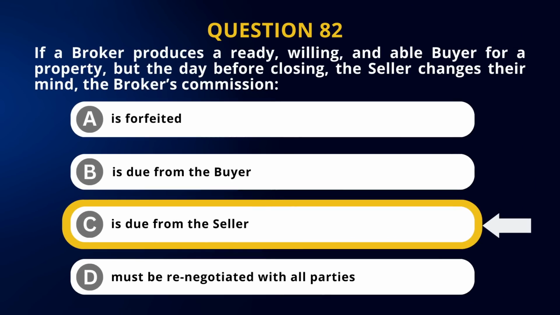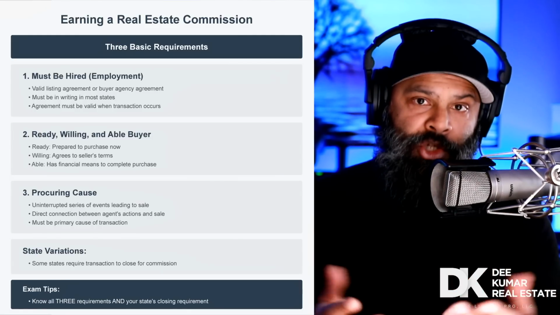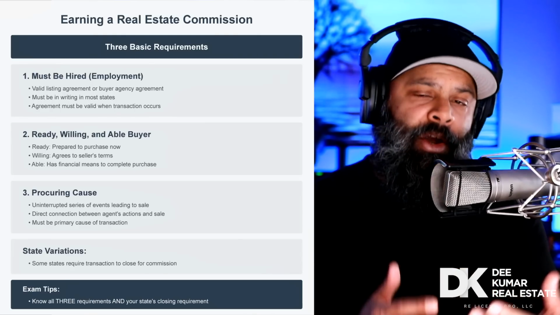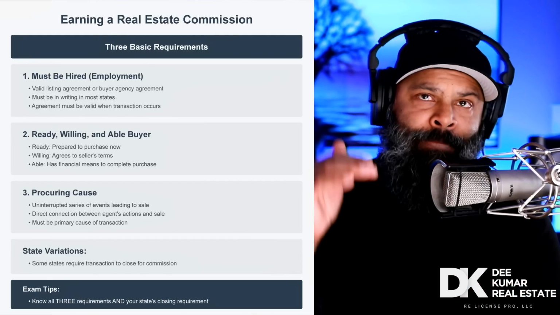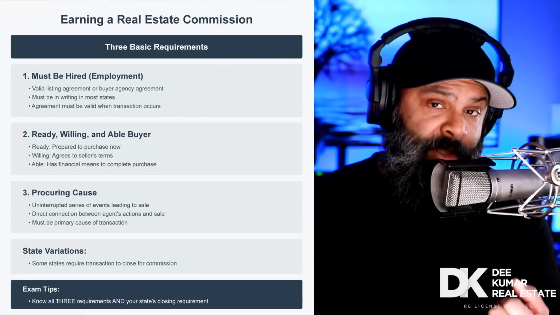All right, so the answer here, letter C, is due from the seller, is the best possible answer here. And in this scenario, they're going to give you several of these longer-winded interrogatory brokerage-style scenarios. If a broker produces a ready, willing, and able buyer for the property, now there doesn't say anything else. There's typically in the United States 3 prongs in order to earn a commission. Number one, you have to be hired by a party. So the seller hires a broker to sell their property. They might make a reference to a listing agreement or something like that. It could be an implied contract. It could be an express contract in writing.